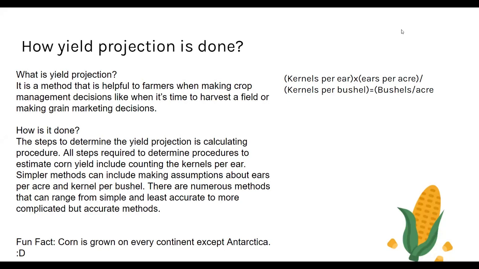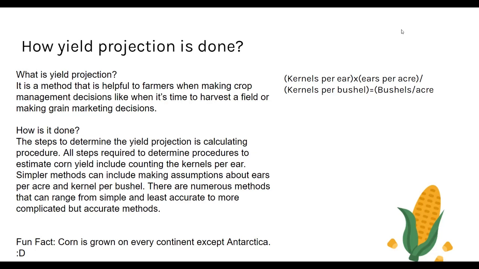How is it done? The steps to determine the yield projection is a calculating procedure. All steps required to estimate corn yield include counting the kernels per ear. Simpler methods can include making assumptions about ears per acre and kernels per bushel. There are numerous methods that can range from simple and least accurate to more complicated but accurate methods. If you look at the equation to the right of the screen, that is one of the equations that is most commonly used to make yield projections.